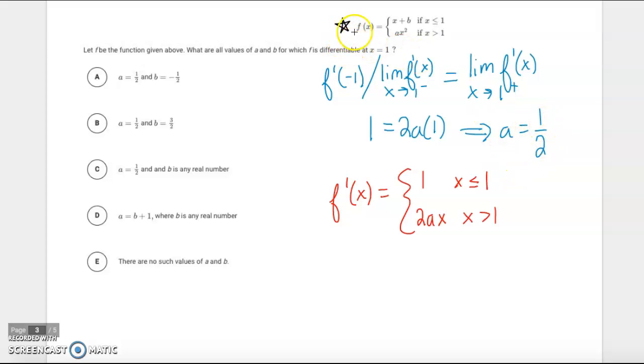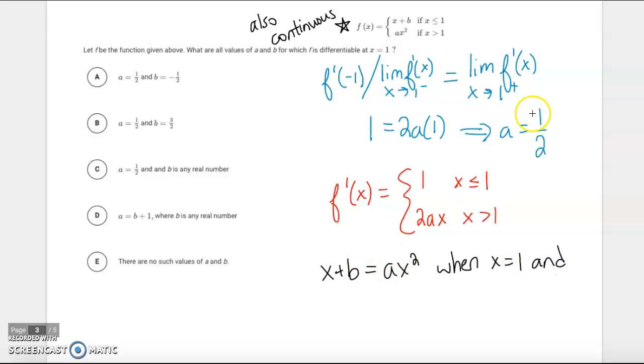We know that if our function is differentiable at x equals 1, when a equals 1/2, our function is also continuous because all differentiable functions are continuous. So what we can do is we can set just the original functions equal to each other. So my x plus b has to equal ax squared when x equals 1.